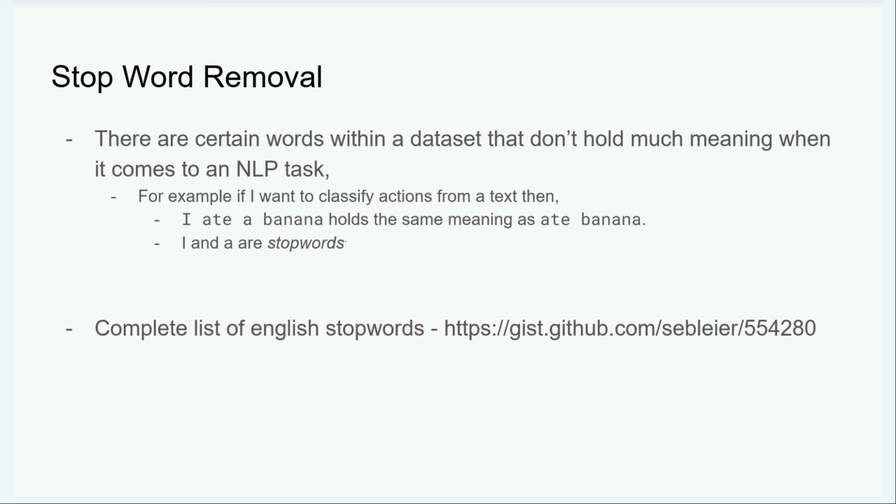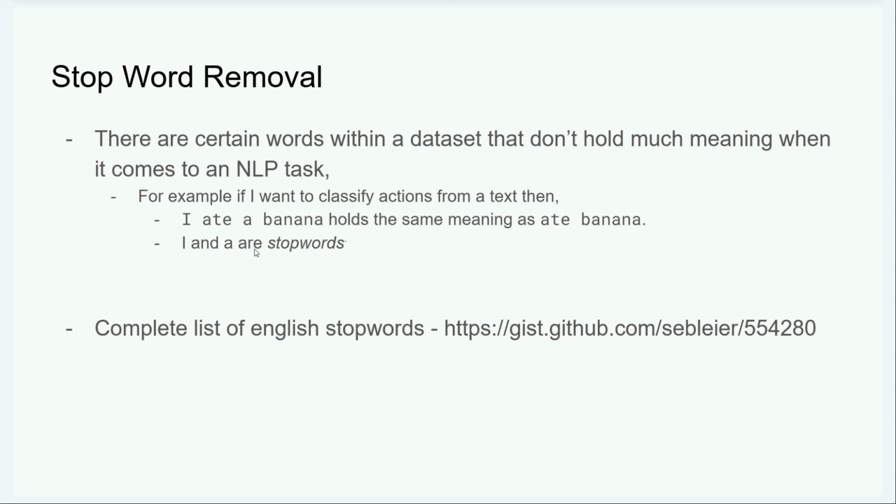There are certain words within the data set that don't hold much meaning when it comes to the NLP task. So as I already explained, if I removed "the" and "was" from a sentence, I can still identify what that sentence is trying to tell me. There's a similar example here: "I ate a banana." Say I want to do an action classification task, like what action is mentioned in this sentence. I can just remove "I" and "a", and I will still have "ate banana." So "ate banana" tells me that whoever is the subject of the sentence ate a banana. So I can remove "I", and these are my stop words.